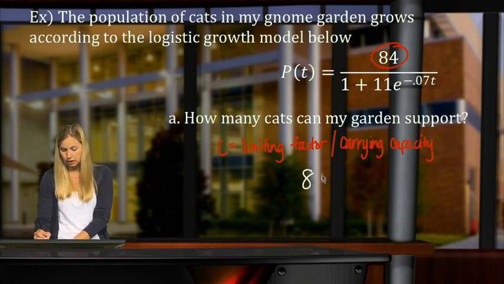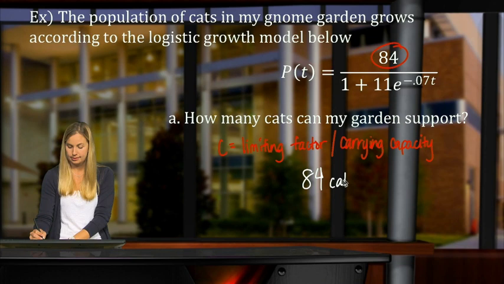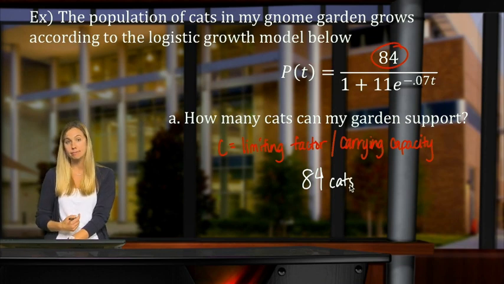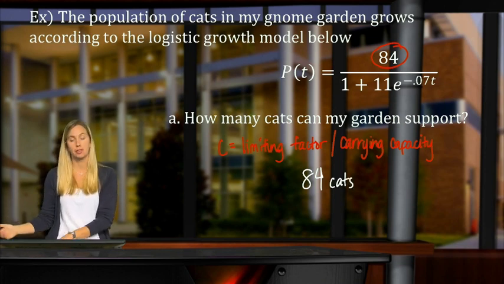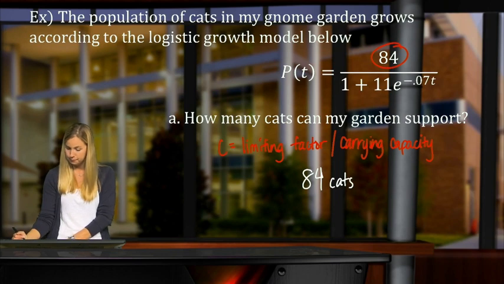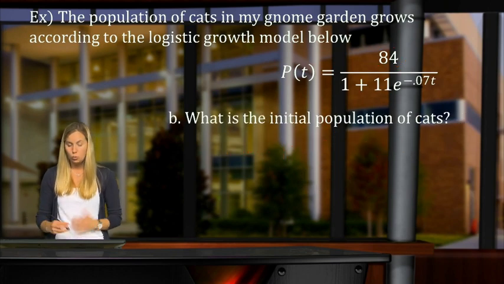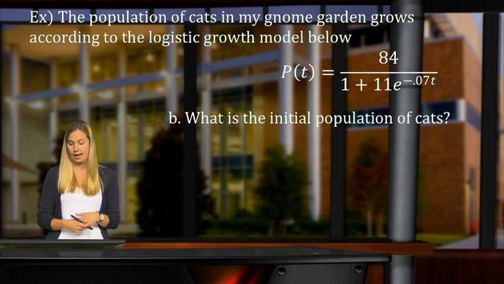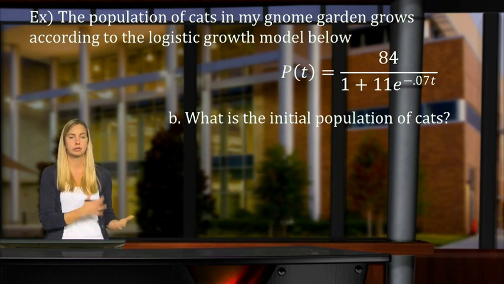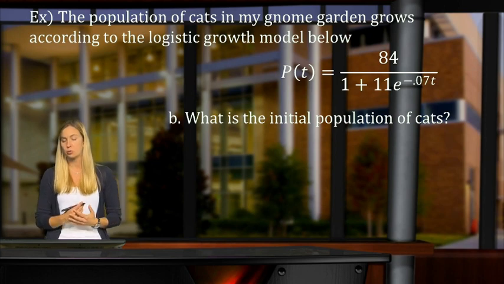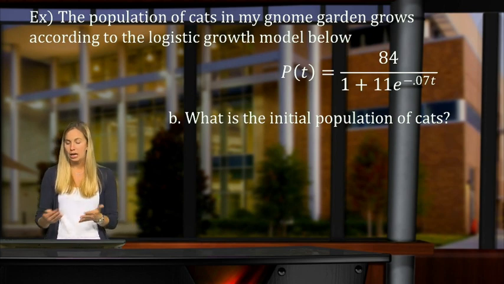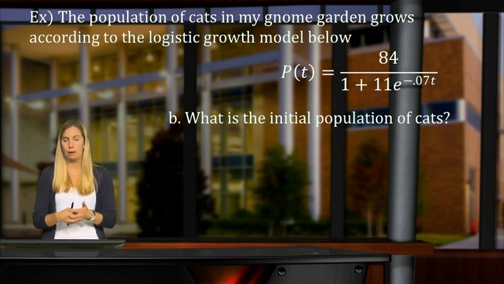So there can only be 84 cats in my gnome garden at any time. There's just not enough resources for any more than that. What's the initial population of cats? Well, this isn't set up just like our other models for exponential growth and decay, so we're not looking at just that lead coefficient like we were then. We actually have to solve for our initial population.